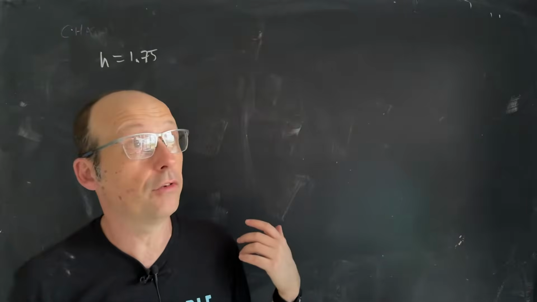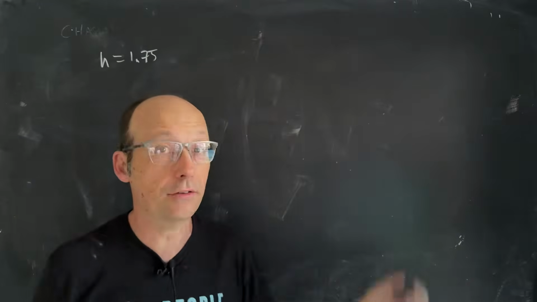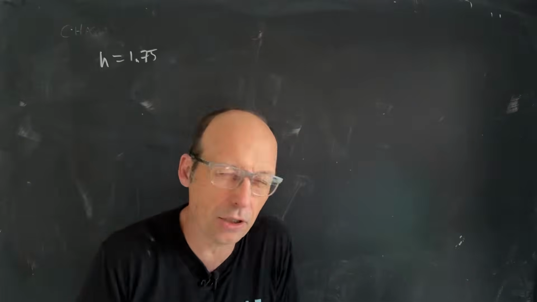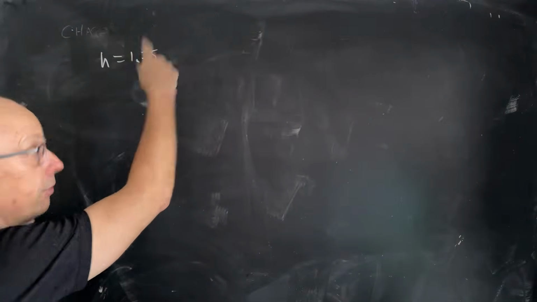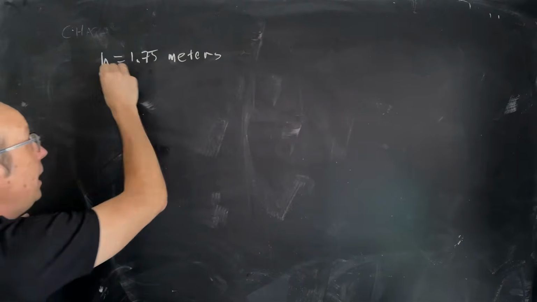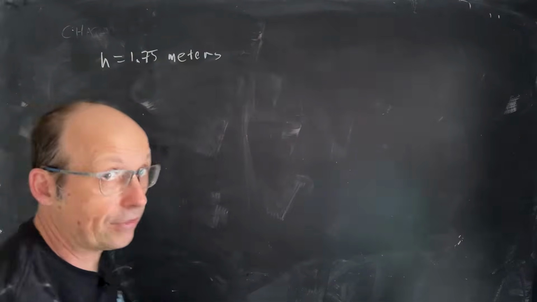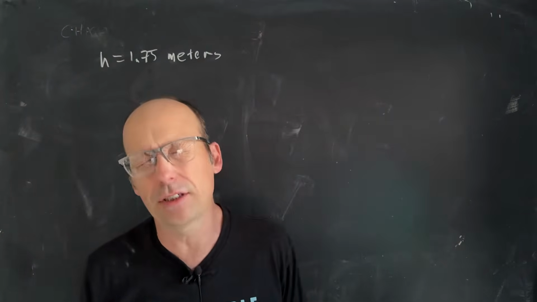So ratios don't have units. If I do what's the ratio of my height to your height, or what's the coefficient of friction, that's a ratio. It doesn't have a unit. But here, 1.75, I do need to have units. So let's just go ahead and write on the side here, meters. So h is this with the units. You have to have the units. Units are part of that number. You can think of it like that. And we're just going to write m for that.